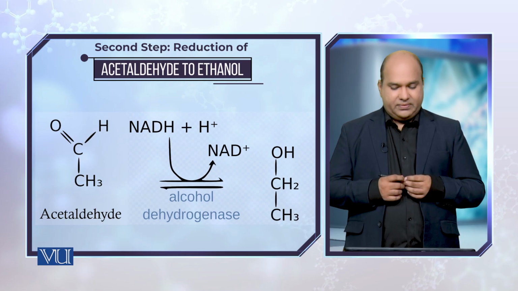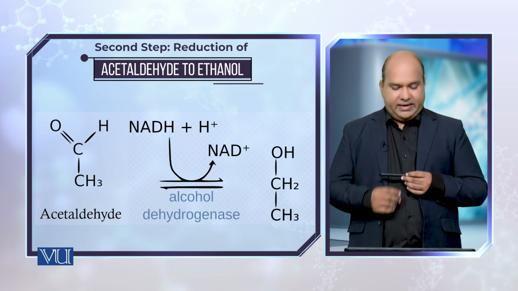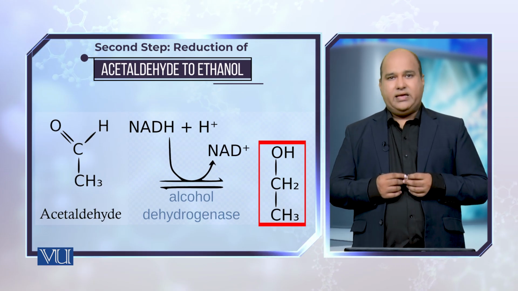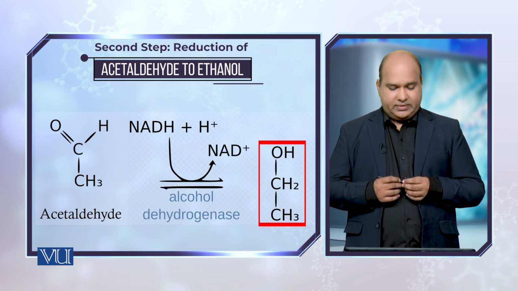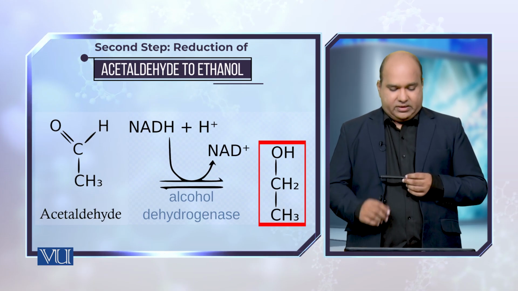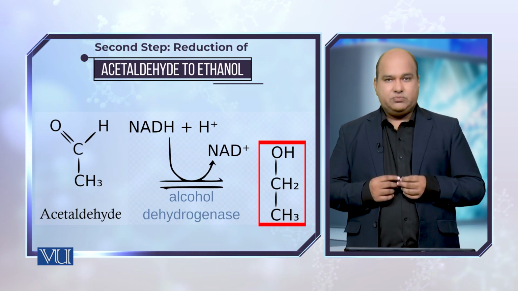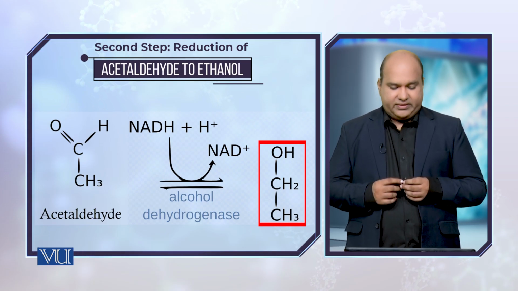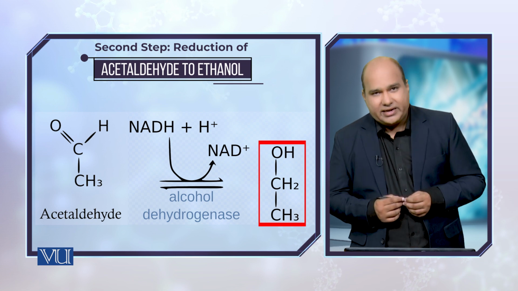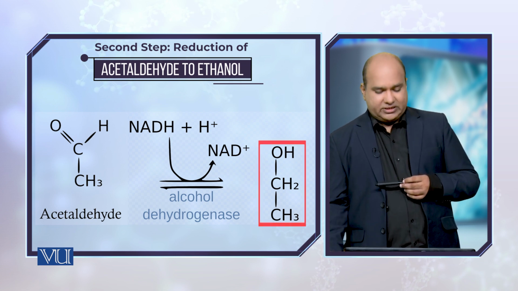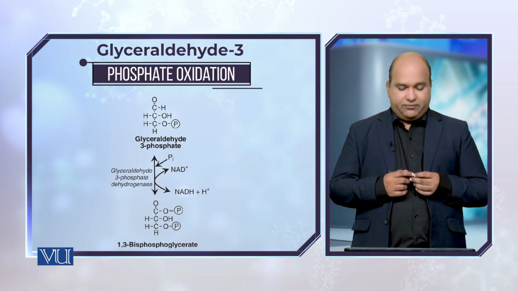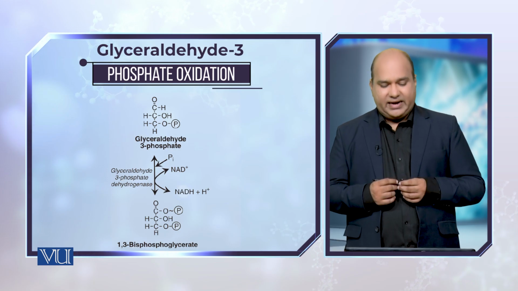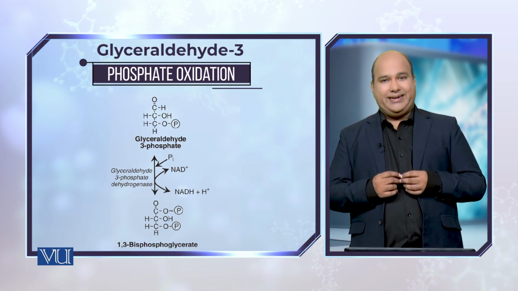In the second step, what happens? That acetaldehyde is converted into ethanol, again a 2 carbon atom molecule. Here you can see that NADH is being used, and as a result of this you get the ethanol. From where does this NADH come? If you remember the reaction which gives rise to the formation of 1,3-bisphosphoglycerate from glyceraldehyde 3-phosphate, you get NADH.